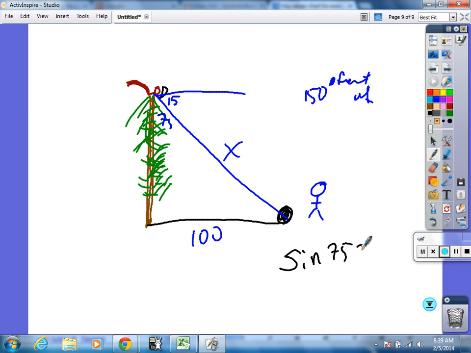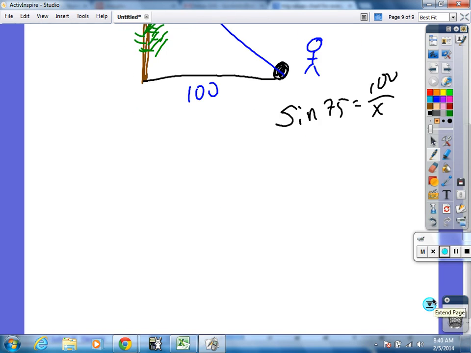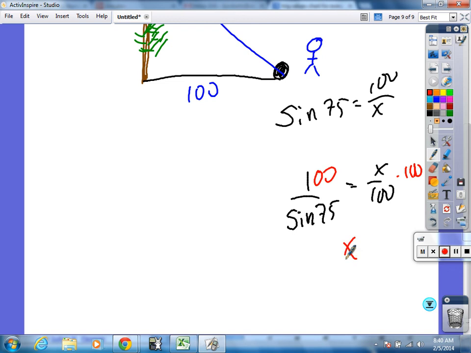So I've set it up as sine of 75 degrees equals opposite over hypotenuse, which we don't know. Anybody want to help me set this equation up? Flip it, that's what I would do personally. 1 over the sine of 75 equals x over 100. Good job there, Adam. And then last but not least, multiply by 100. That makes it 100 now, right? So x equals 100 over the sine of 75.